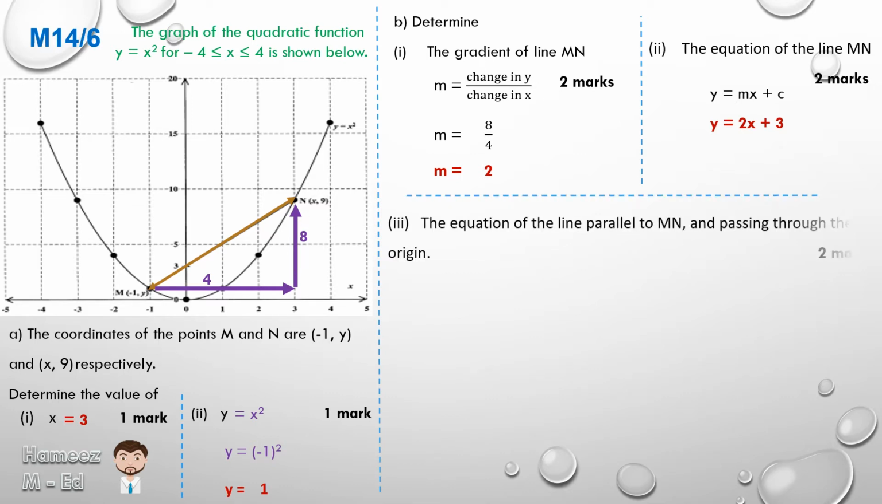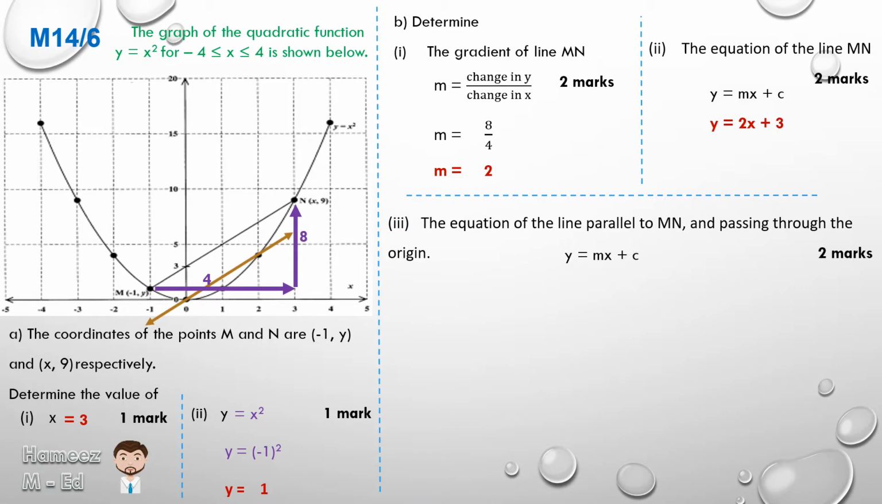Part 3 of the question. The equation of the line parallel to MN and passing through the origin. So we need to find an equation of a new line, a line parallel to the brown line MN. So let's write the general equation of straight lines. y is equal to mx plus c. And if two lines are parallel, it means that the gradient m is going to be the same.